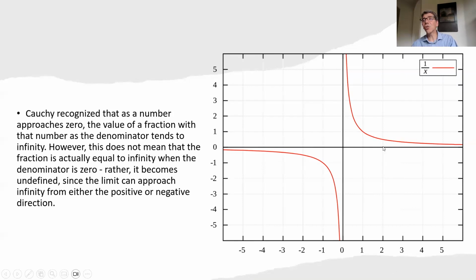So if x is 2, turn the lights off, Melody. Is that off? Yeah. Okay, so 1/2. I hope I heard that.